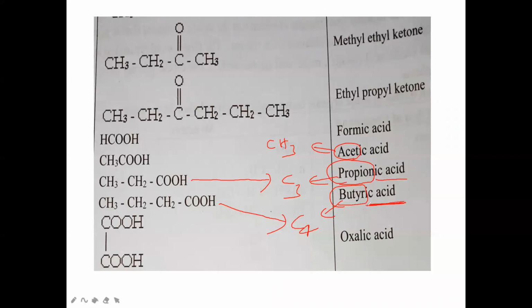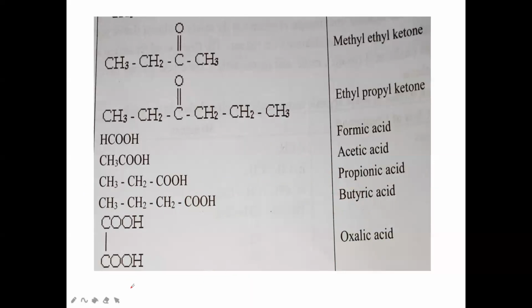Here butyric acid. So butyric acid contains totally how many carbons? 4 carbons. The first carbon COOH, second carbon CH2, third carbon CH2, again fourth carbon CH3. So butyric acid is the common name. And what is the IUPAC name of this? Totally 4 carbons, so but. Between the carbons single bond, so an, and oic acid. Butanoic acid is the IUPAC name. Butyric acid is the common name. Is that clear?